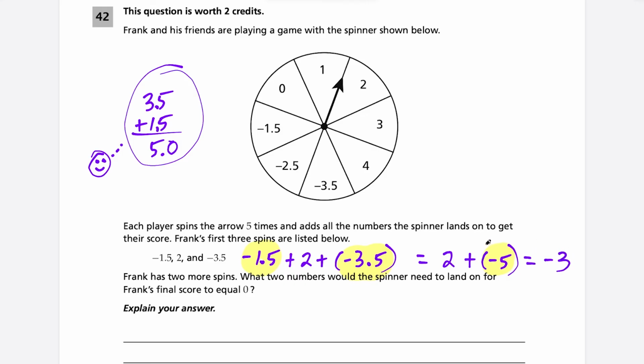So from here, what we need to happen is the final 2 spins, we're spinning this 2 more times. The final spins would have to sum to the opposite of -3, which is +3, because we want the final score to equal 0. So just look at the spinner here. If we only have two numbers that we could potentially land on that are going to make a sum of +3, the possibilities here are getting a 1 and a 2, or what we could have happen is we could get a 0 and a 3. Okay, so we have two possible answers here, a 1 and a 2, or we could get a 0 and a 3.